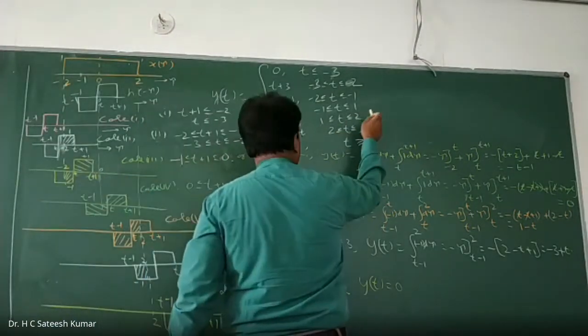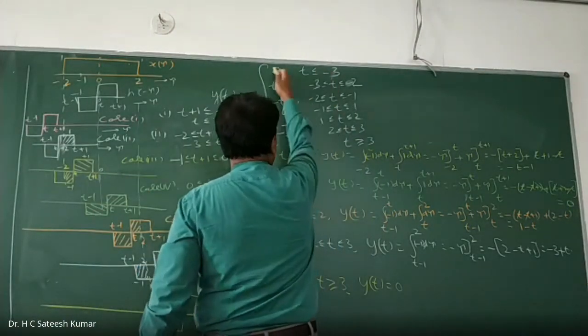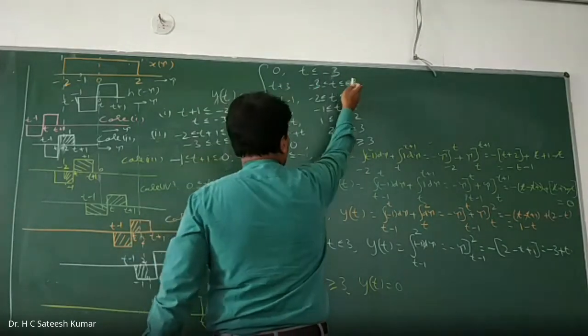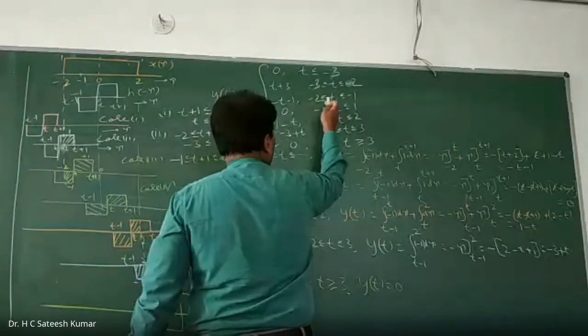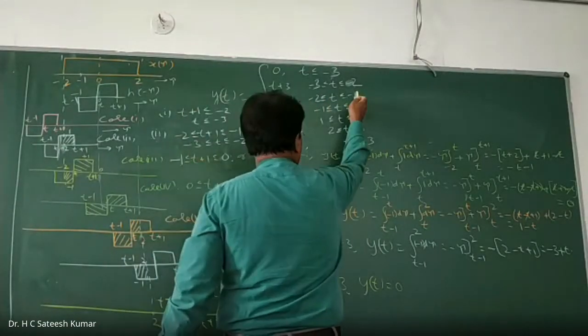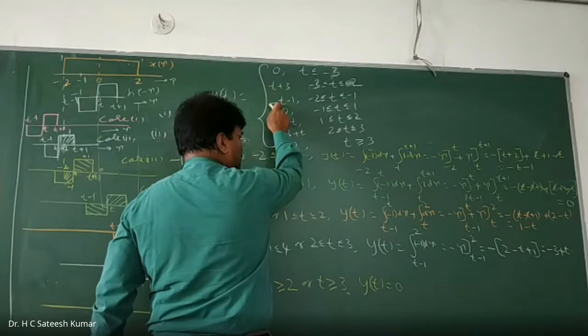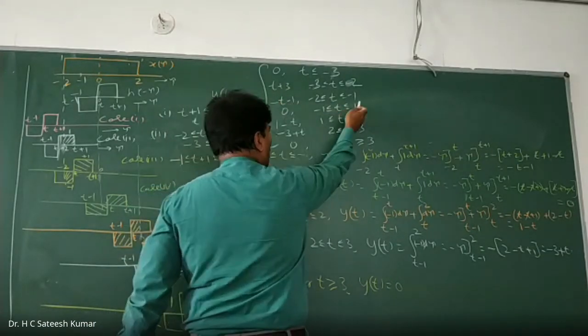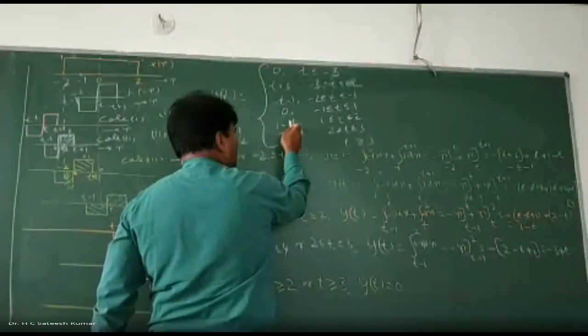Cases we have verified. Now verify the answer. At minus 3, plus 3, it is 0. At minus 2, you will get 1: you put minus 2, minus of minus 2 plus 2 minus 1 is 1, which is correct. At minus 1, minus of minus 1 plus 1, 1 minus 1, 0. At minus 1, it is 0. At 1 also it is 0. Put t equal to 1, 0.